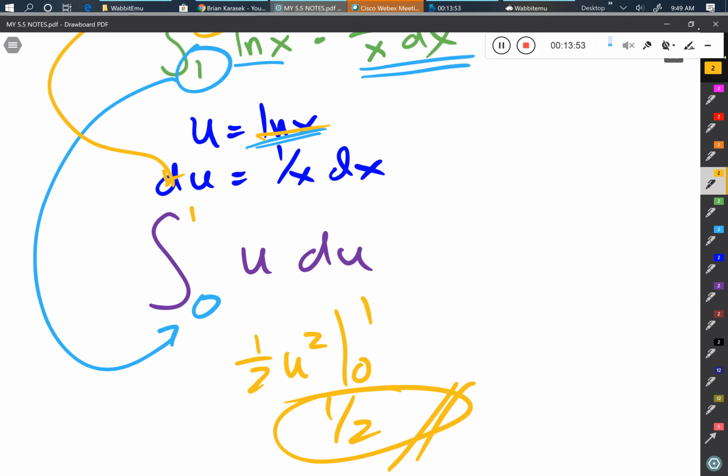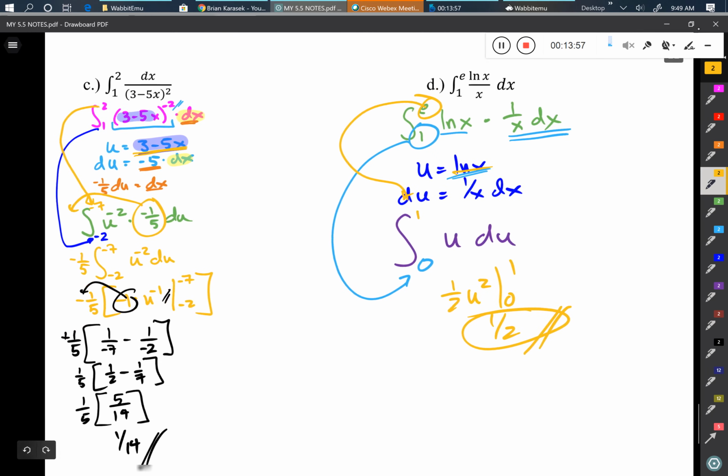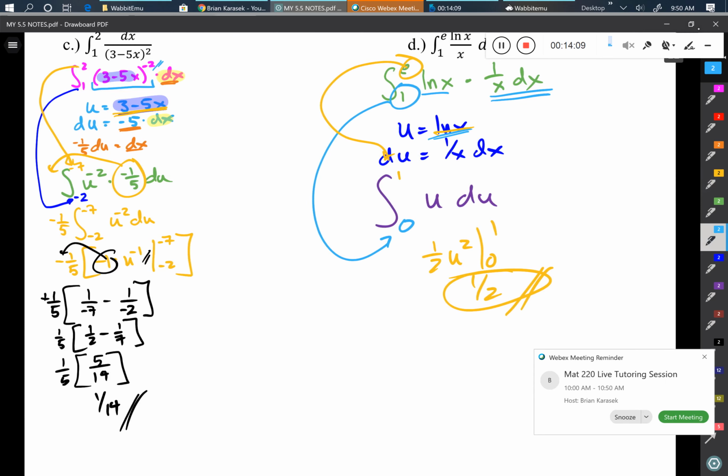This brings us to the end of section 5.5. Not only is this the end of section 5.5, but this is the end of the semester. This is our last section. And kind of bittersweet. I'm happy that we're done. I'm sad to see the semester go.